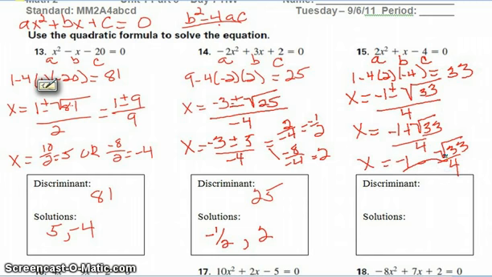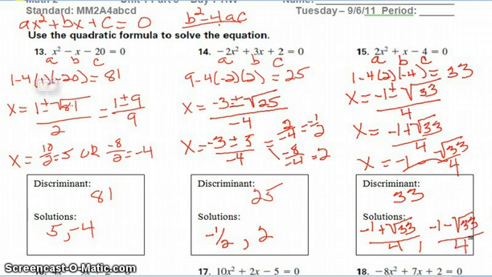Now that can't be simplified, so we have our discriminant of 33, and our solutions will remain as negative 1 plus the square root of 33 all over 4, or negative 1 minus the square root of 33 over 4. And that's a little bit of practice with the quadratic formula.